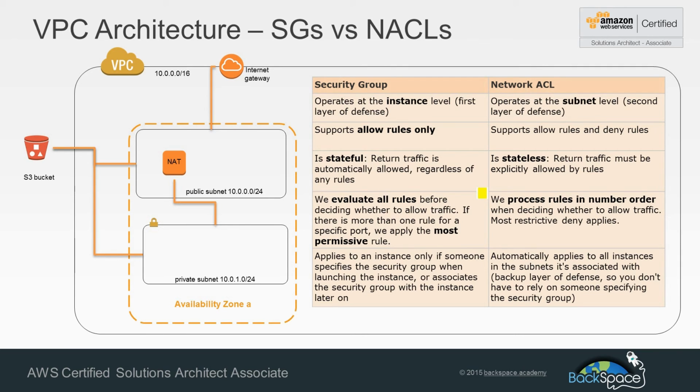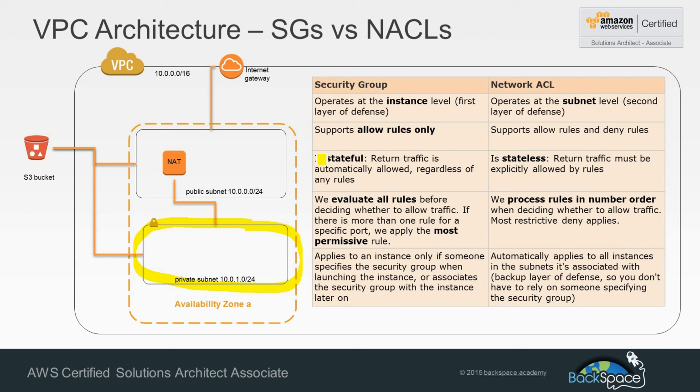So first of all, a security group operates at the instance level, and it's a first layer of defense. It is a firewall, okay? It operates at the instance level. A network access control list operates at the subnet level. A security group supports allow rules only. A network ACL supports both allow and deny rules.